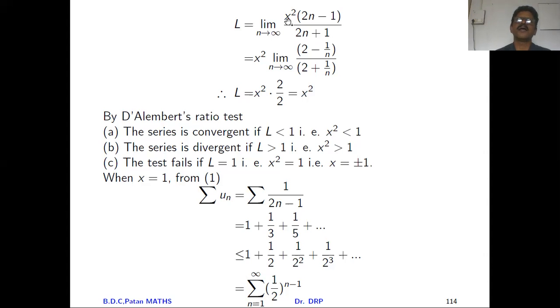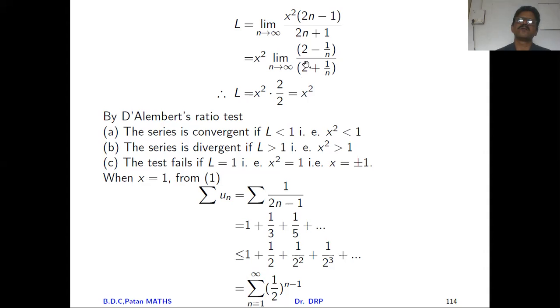And then x is a constant, we can take it outside. That is, you will get x square outside. And if we divide numerator and denominator by n, there you will get the limit as n tends to infinity of 2 minus 1 upon n divided by 2 plus 1 upon n.